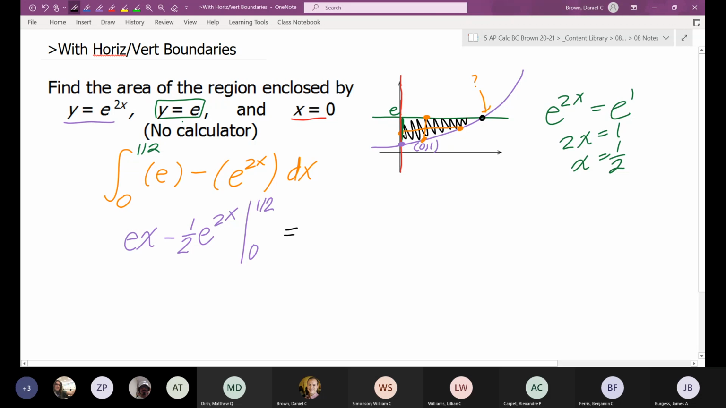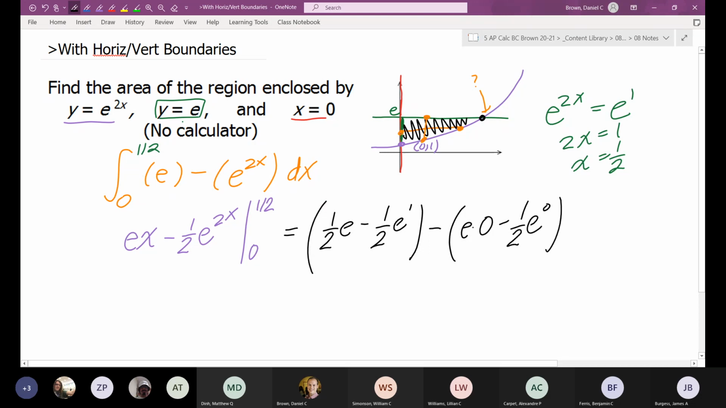I can go ahead and plug in the top function minus the bottom function. It actually looks really ugly when you go to plug this in, but then it actually simplifies fairly nicely. So I have plugging in 1/2 for x, e times 1/2 minus 1/2 of e to the 2 times 1/2, which is just e to the 1. There's where I plugged in the top, minus plugging in the bottom. That's going to be 0, so I have e times 0 minus 1/2 e to the 2 times 0.